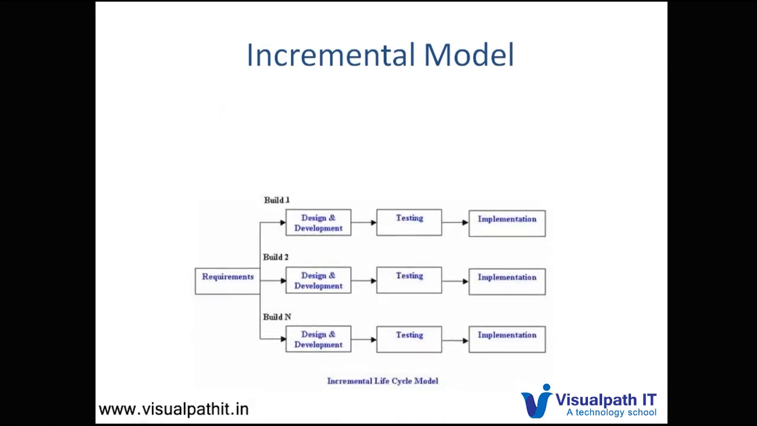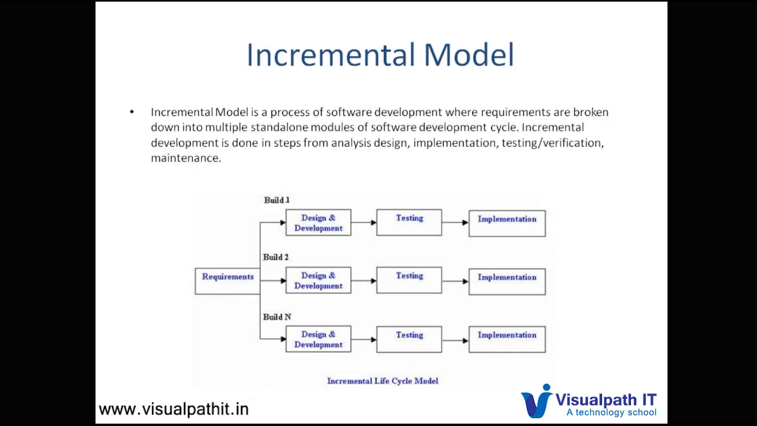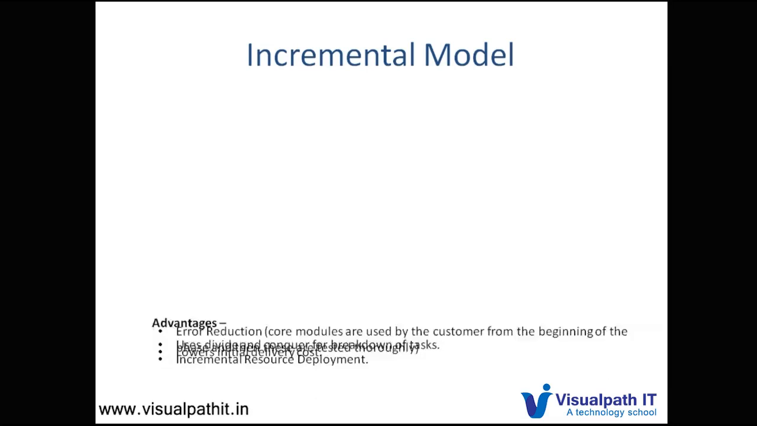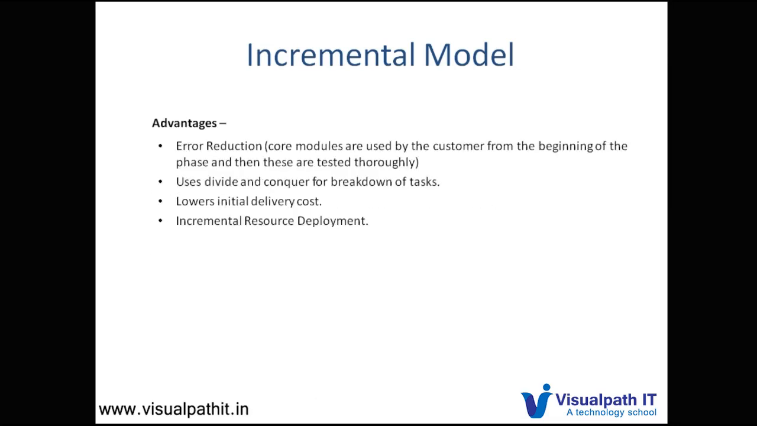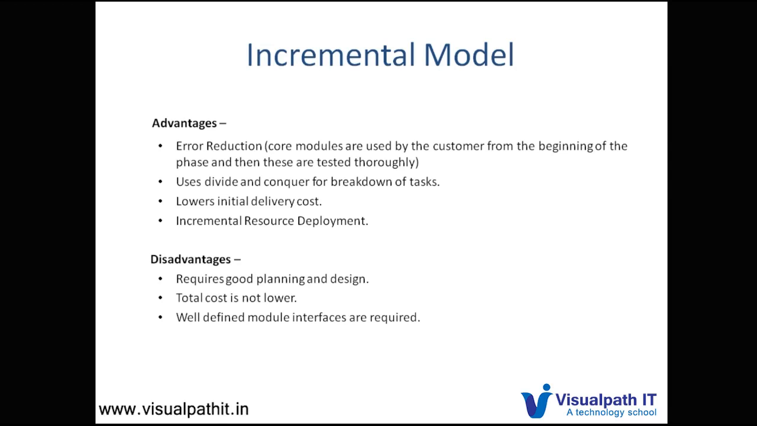So as we can see in this diagram, in build one we have developed some part, tested that and implemented that. In build 2 we developed and integrated with build 1, and likewise. So again, the advantage here is that we are breaking down our work, so it is lowering the cost and reducing errors, because we are not developing the whole project at once, but in parts.